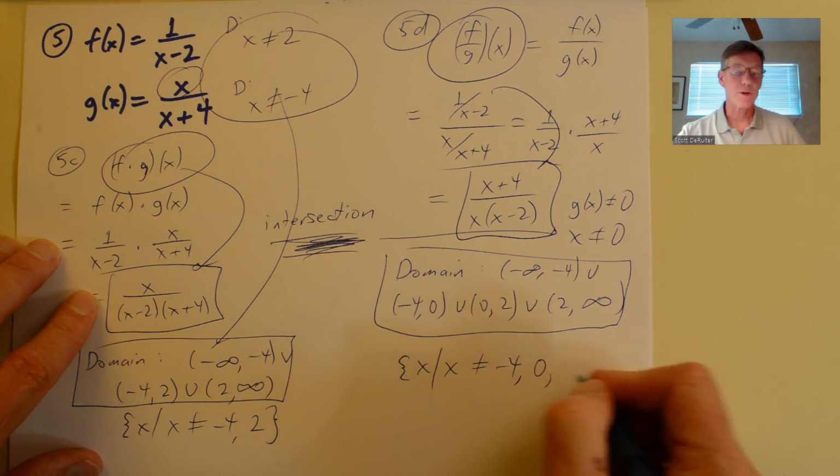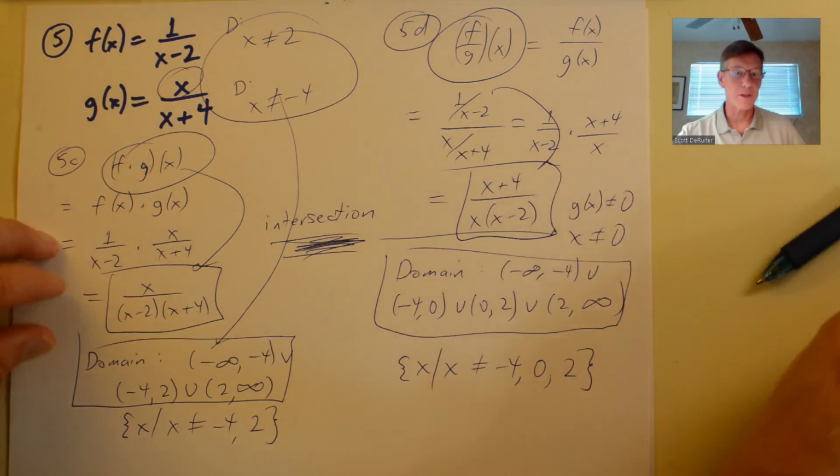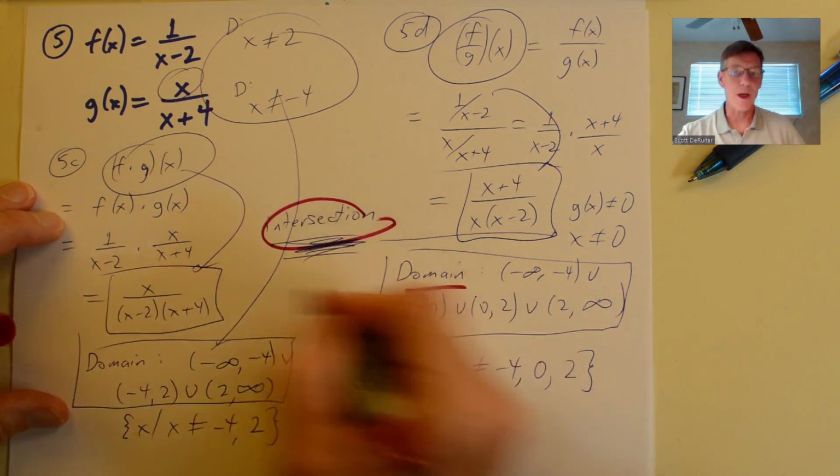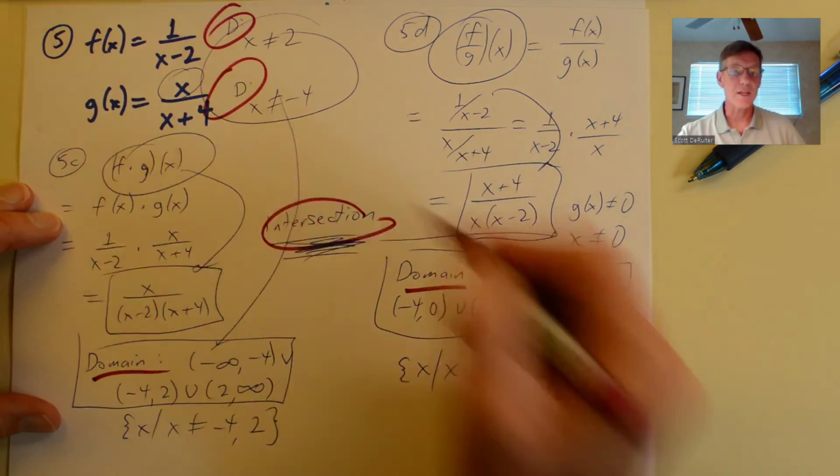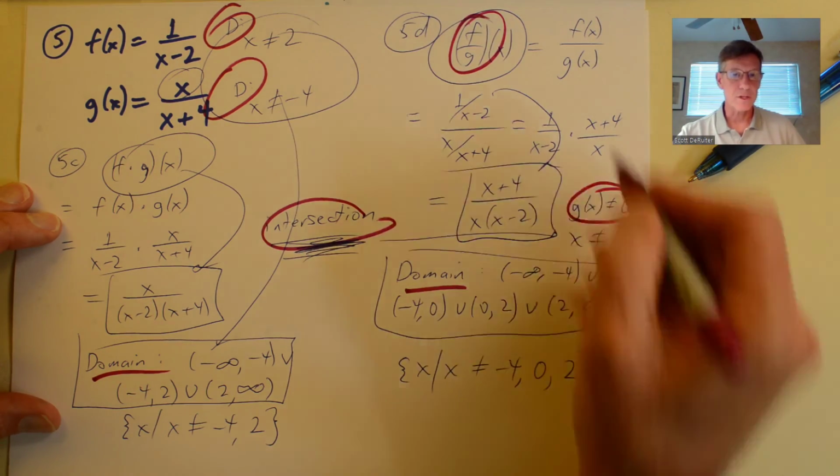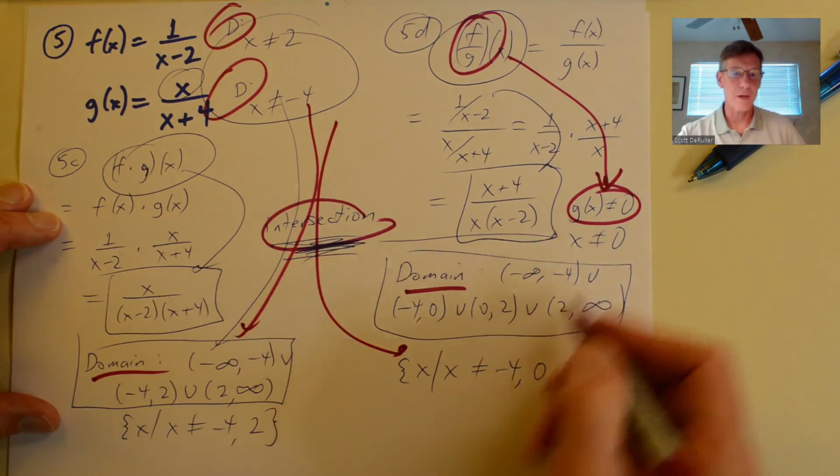So just as a reminder, when you're trying to find the domain of one of these combination functions where you're adding, subtracting, multiplying, or dividing, you've got to find the intersection of the domains of the two functions. If it's a quotient, you have the added restriction.